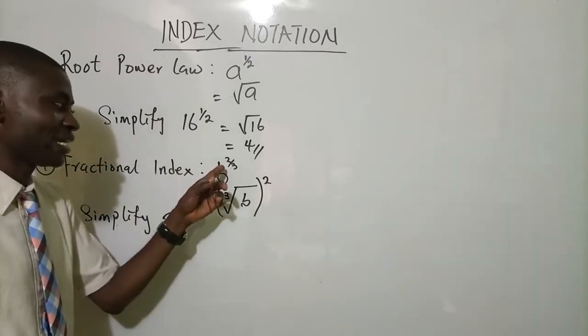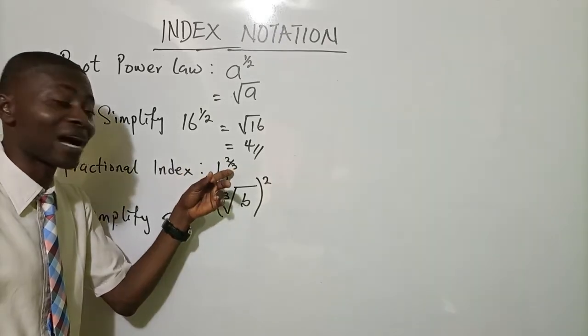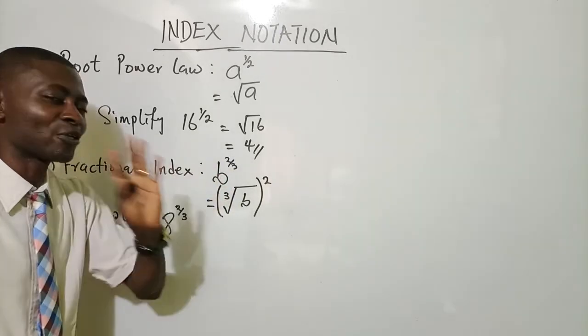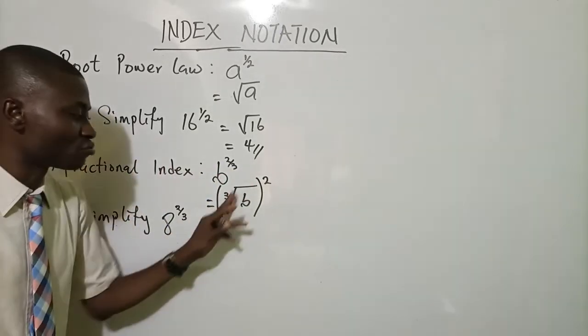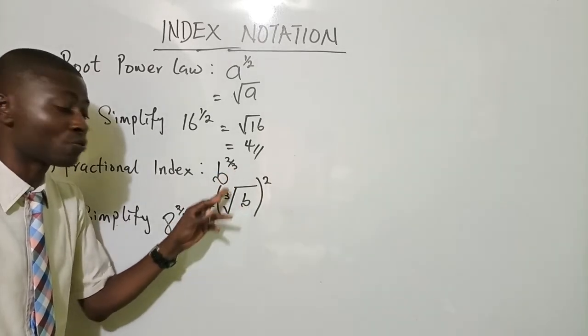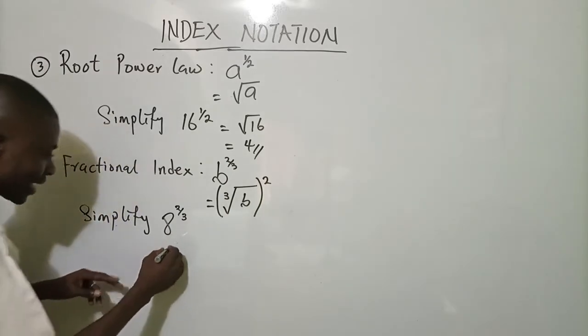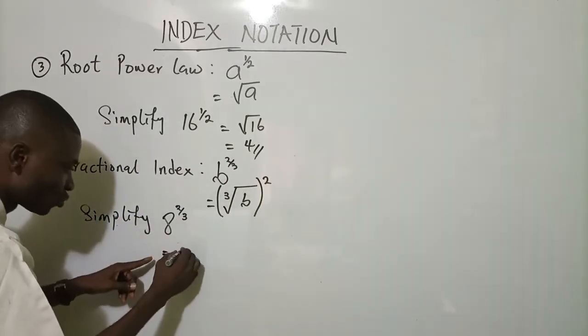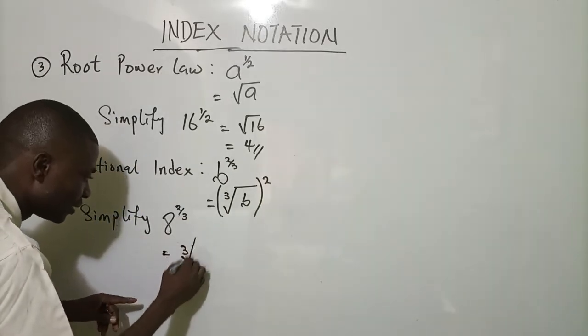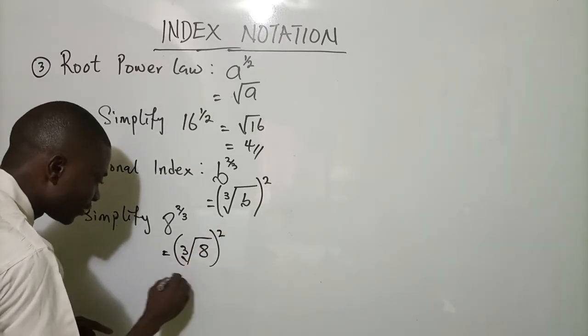Remember what I told you, it can be 3/5. It can be 7/11, whatever it is. But the bottom line is, take the root of whatever you are having. It can be the square root, it can be the cube root, it can be the fourth root, fifth root, seventh root. So now applying that, this is the same thing as telling us to do what? Take the cube root of 8, multiply our answer by 2.